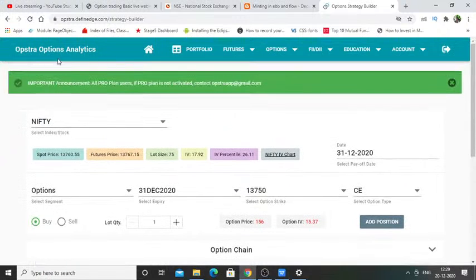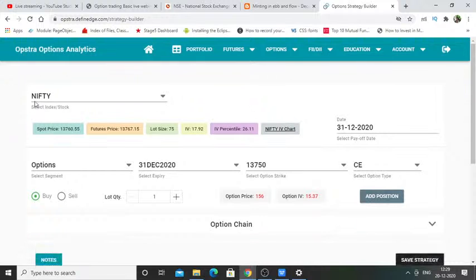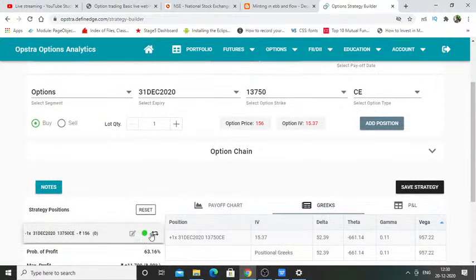On this site you can sign up using your mail ID for free of cost. Then you can click on the option strategy builder, and whatever option strategy you want to do, you can simply enter those values here and look at the payoff graph. Let's say you are buying one 13750 call option, and you will also be selling one 13850 call option.